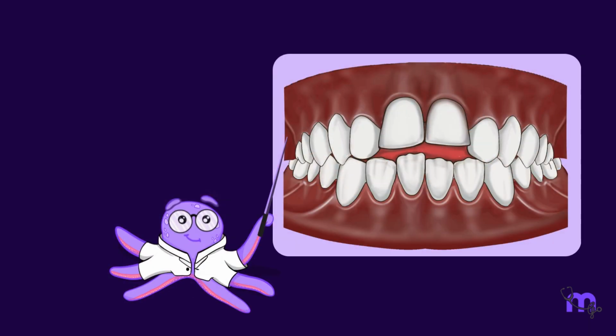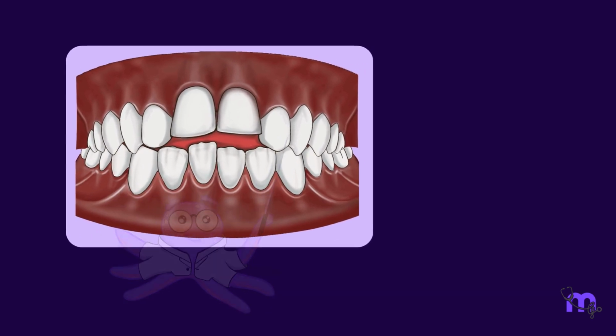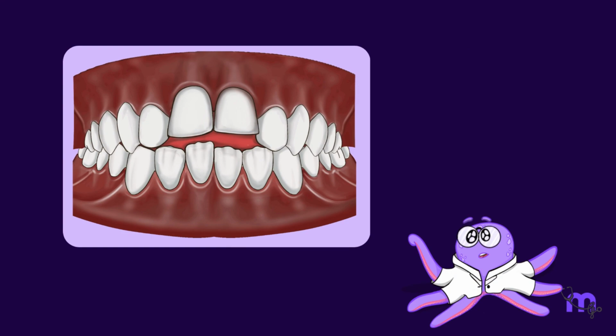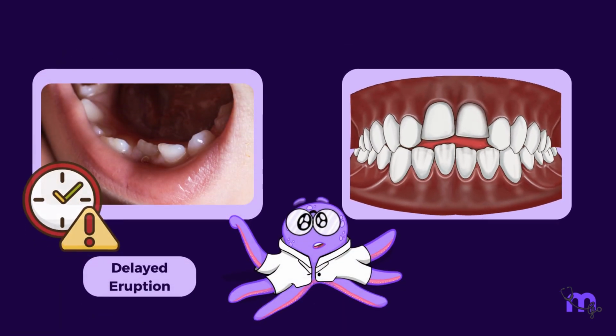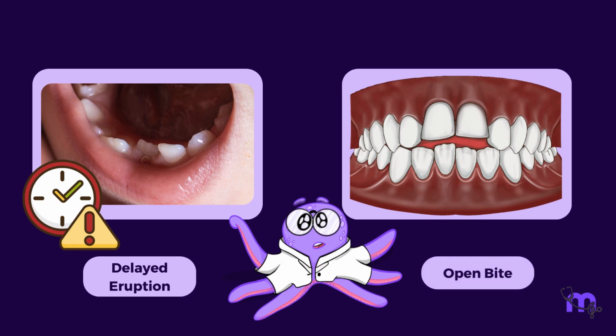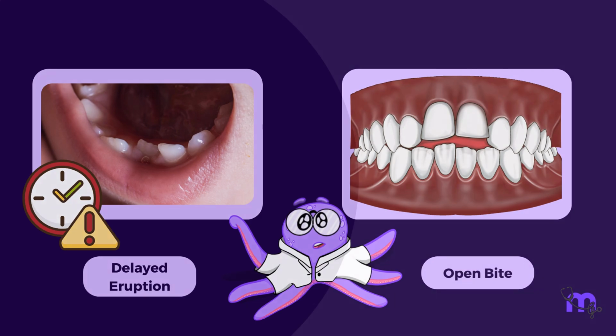Given that attrition is a natural process over the years, let's examine another image of an adult patient displaying persistent mamelons. One would expect these to have worn down to a flat incisal surface ideally, right? However, factors like delayed tooth eruption, open bite, and malocclusion can influence this outcome.